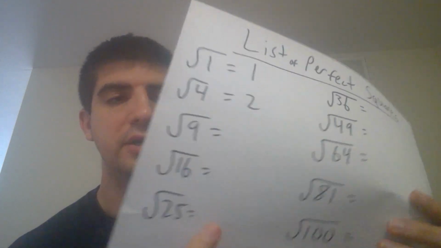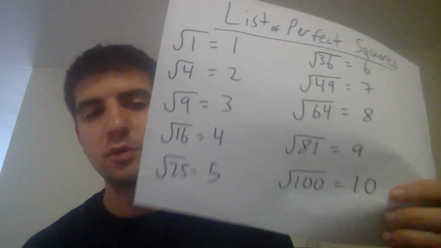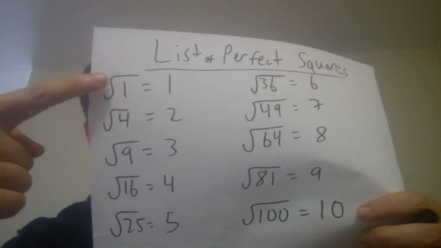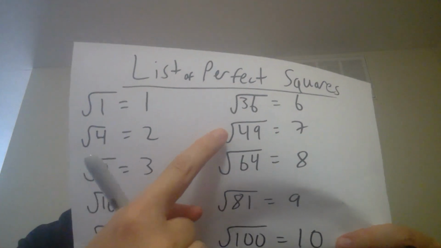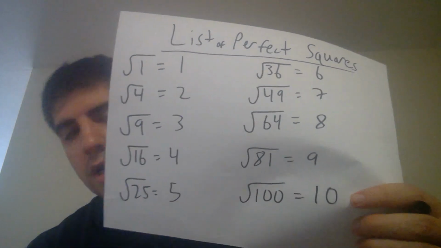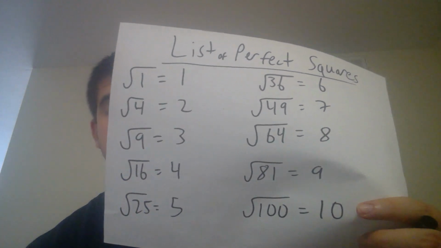And you kind of see a pattern here. We know the square root of 9 is 3. We know the square root of 16 is 4. Square root of 25 is 5. You get the idea. And in math, those are our first 10 perfect squares: 1, 4, 9, 16, 25, 36, 49, 64, 81, 100. We say in math, those are our first 10 perfect squares.